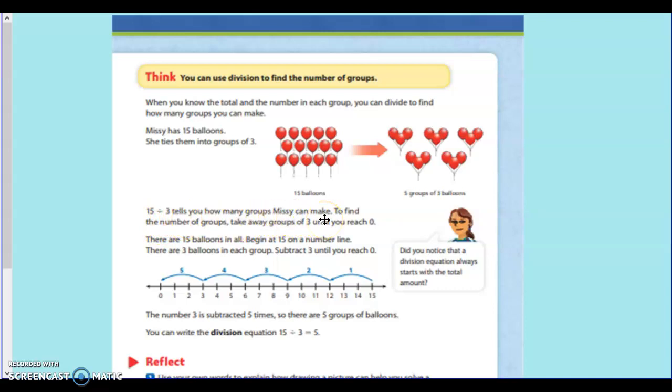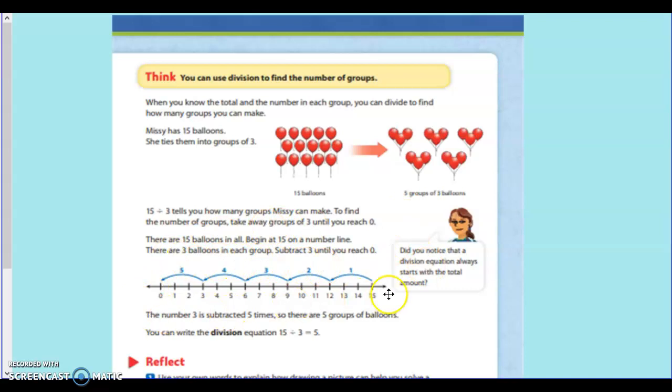Remember in our last example, we were finding out how many cookies were in each group, right? This time, we're starting off with the total, and we're going to put 3 in a group, and we want to find out how many groups we can make. So we can answer a couple different kinds of questions with division, okay?